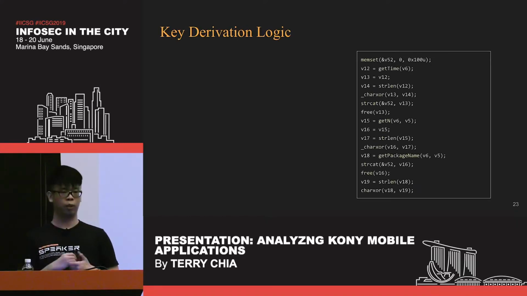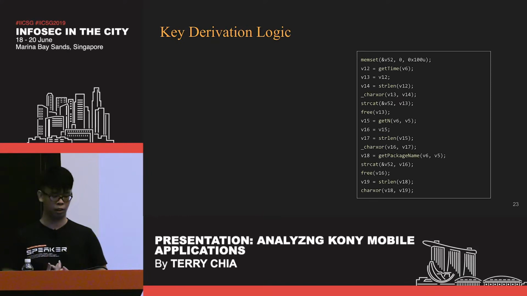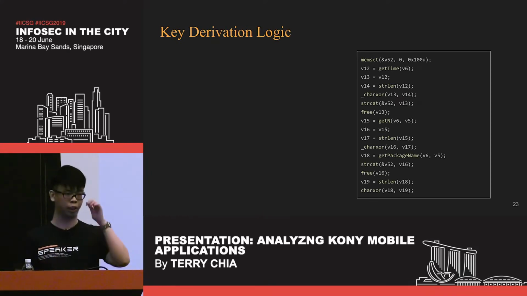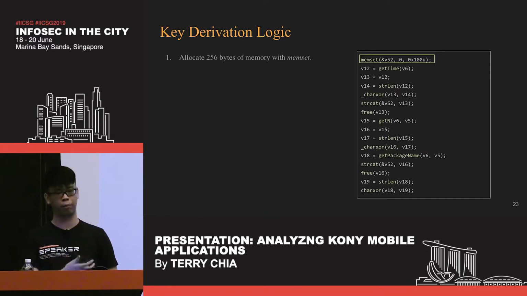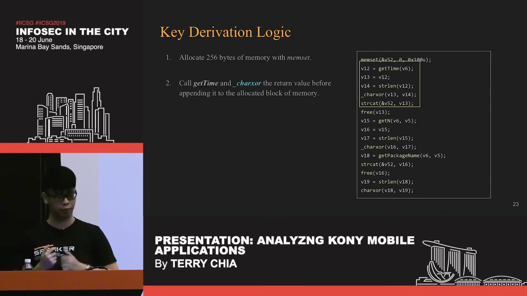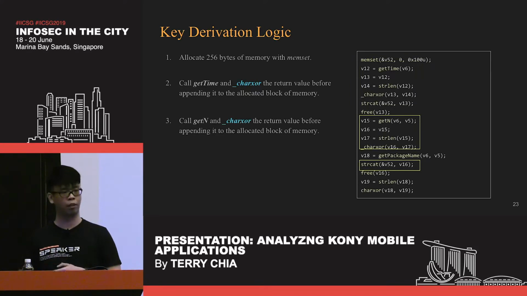If you want to pull out the source code, you want to decrypt it, it's important to know what the key derivation logic is. So how does the application know, or how does it derive the decryption key used to decrypt the source code? And that logic is stored in the Kony JSVM load files to VM function. And the first thing it does is it allocates 256 bytes of memory with the memset function. Next, it calls a function called getTime. And with the return value of the getTime function, it throws it into a char XOR function before appending the return value of that to the allocated block of memory.